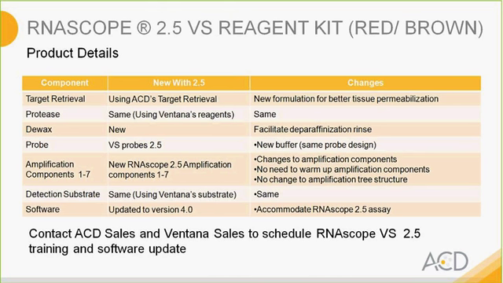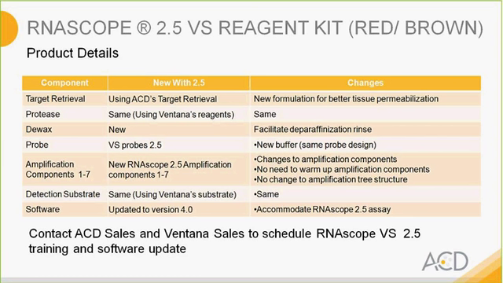More specifically about the RNAscope 2.5 VS reagent kit, for the target retrieval, we are now using ACD's target retrieval, and this is a new formulation for better tissue permeabilization. The protease components remain the same. We are introducing a DWAX, which is to facilitate the deparaffinization rinse.